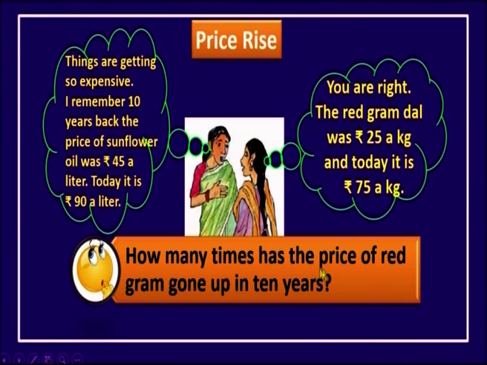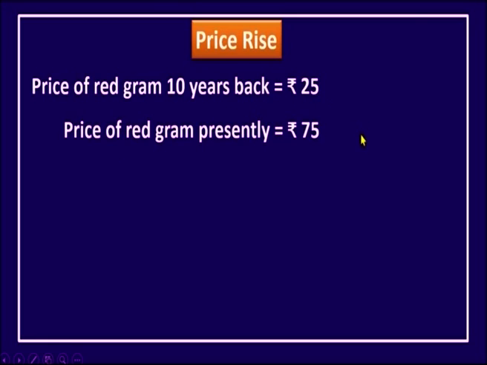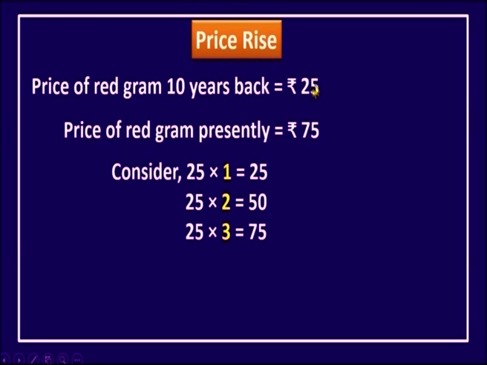How many times has the price of red gram gone up in 10 years? So what is the price of the red gram, children? 10 years back it is only just 25 rupees, but now it is 75 rupees. That means let us multiply 25 with 1, we get 25, 25 into 2 is 50, 25 into 3 is 75. So we got 75 when we multiplied 25 with 3.